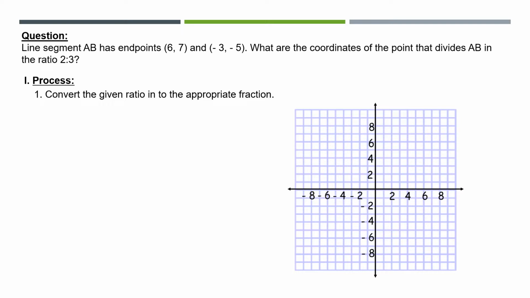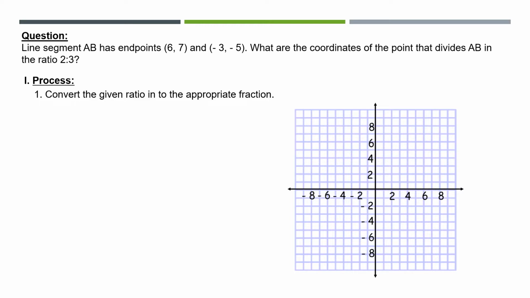So line segment AB has endpoints 6, 7, and -3, -5. What are the coordinates of the point that divides the length of AB in the ratio of 2 to 3? So you'll notice that the wording on this question is slightly different, and that is because this is the type of wording that you would see on this state test. So we've kind of been building you up to this point.